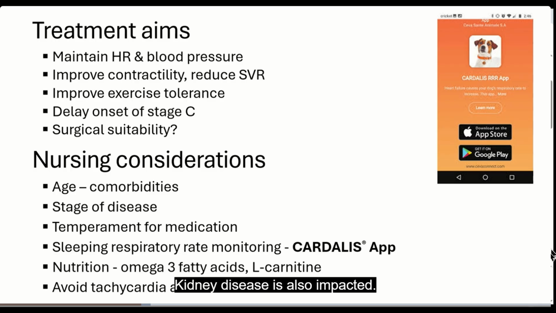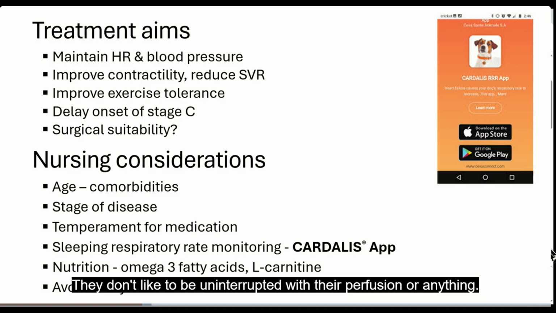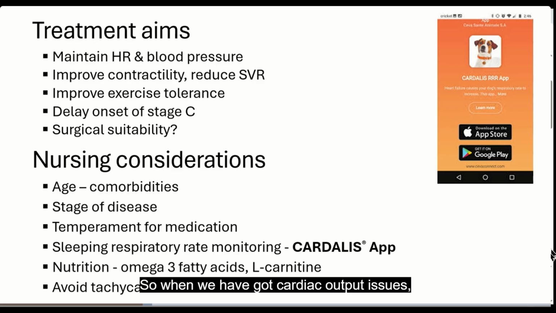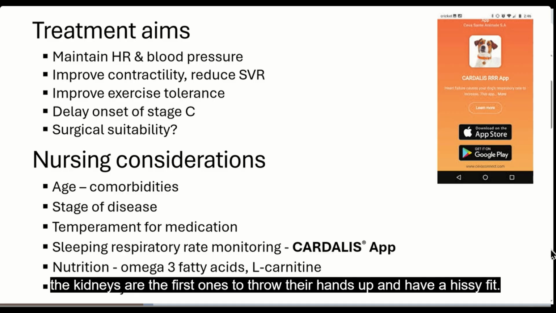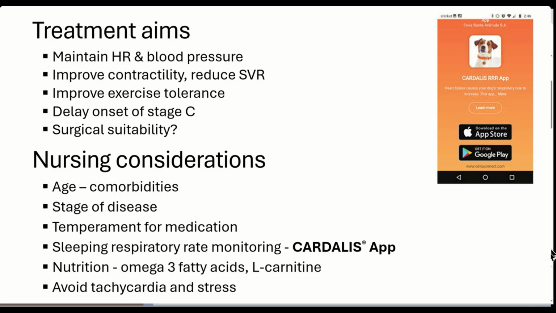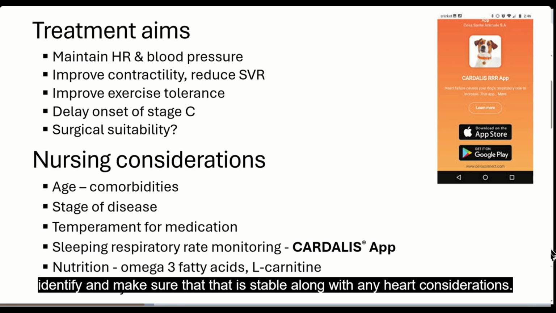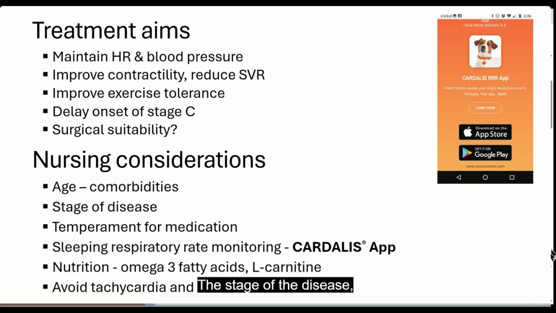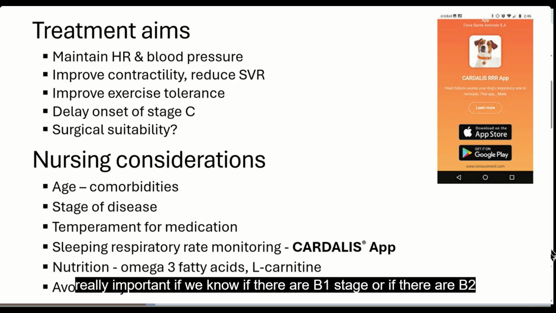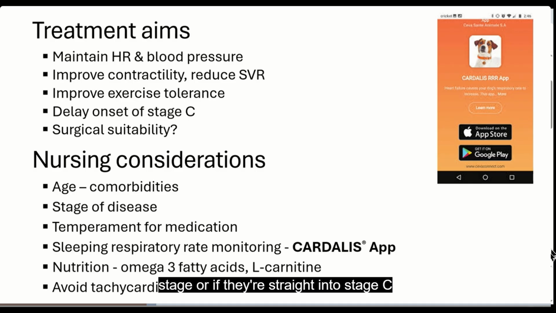Kidney disease is also impacted. The kidneys are very, very delicate structures, aren't they? Bless them. They don't like to be interrupted with their perfusion or anything. So when we have got cardiac output issues, the kidneys are the first ones to throw their hands up and have a hissy fit. So definitely kidney disease is one of those ones where we need to identify and make sure that that is stable along with any heart considerations. The stage of the disease, obviously, I've spoken about this before. It is really, really important if we know if they're a B1 stage or if they're a B2 stage or if they're straight into stage C and they're showing signs of heart failure.